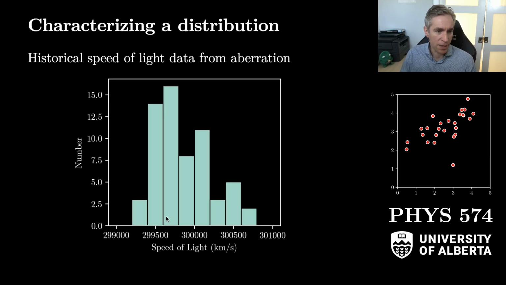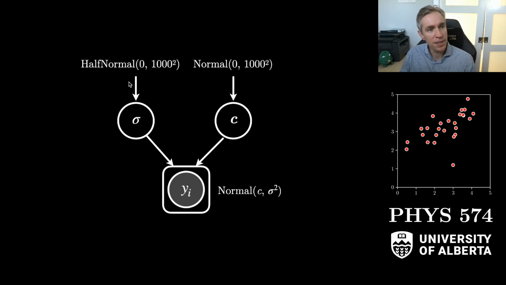And that seems reasonable since we go from 299 to 301, so that's 2,000 kilometers per second full span. So this is half of that. Okay, that seems reasonable there. And then we'll assume that there's a 1,000 kilometer per second spread in the normal distribution for the speed of light. And that feeds into this collection of data.